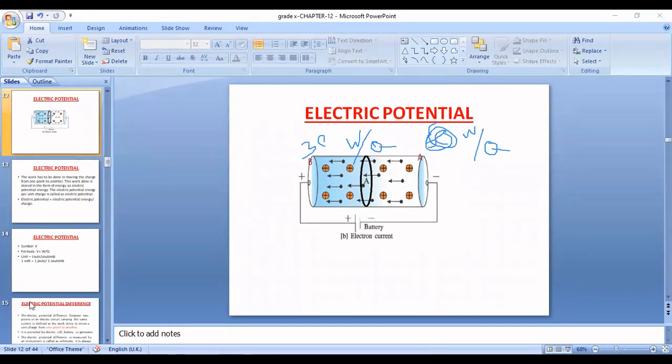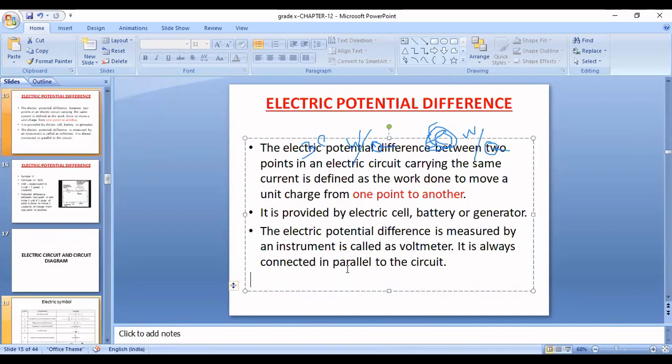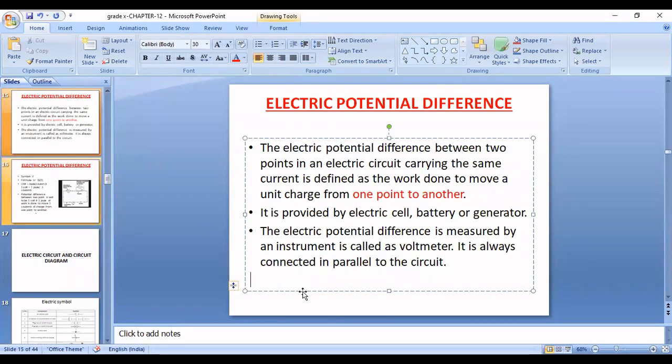So in case of electric potential difference, we will come back to this slide. So in case of electric potential difference, right, we are using the same unit. The unit of electric potential difference is same. The symbol is also the same as the electric potential. Okay, we will see. We'll go to our next slide.